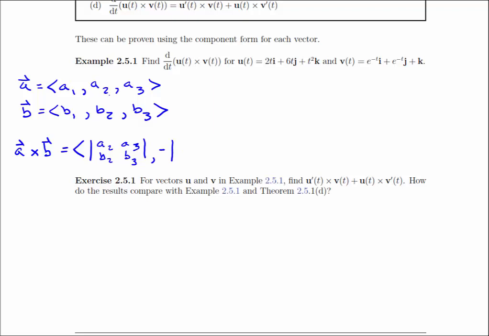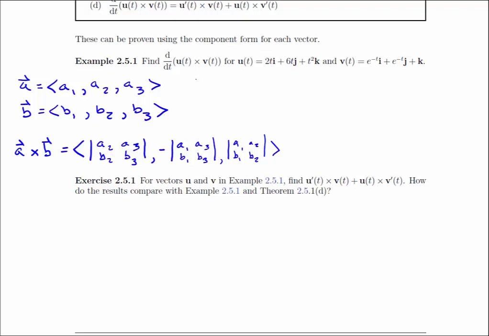We skip the middle when we're doing the middle, and we need a negative for the middle determinant. So A1, A3, B1, B3. And for the last one, we skip the last and use the first two components of A and B. So A1, A2, B1, B2. This means we need to remember how to take a determinant.